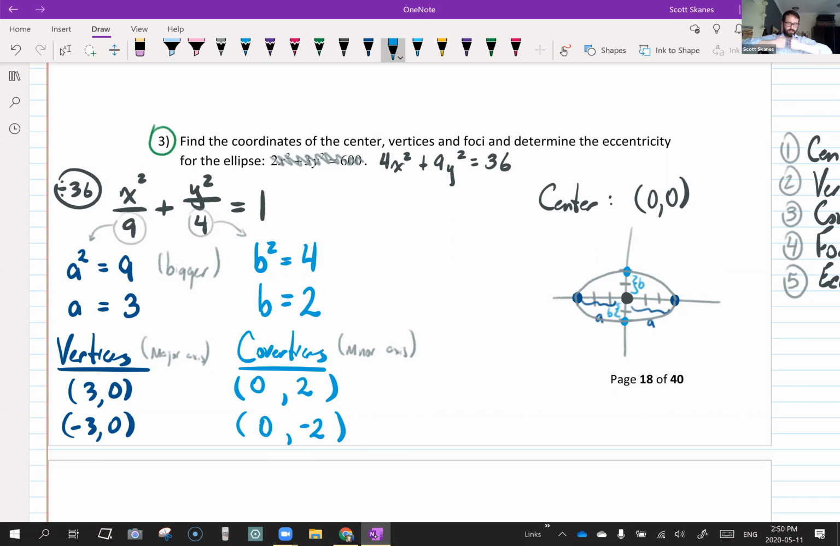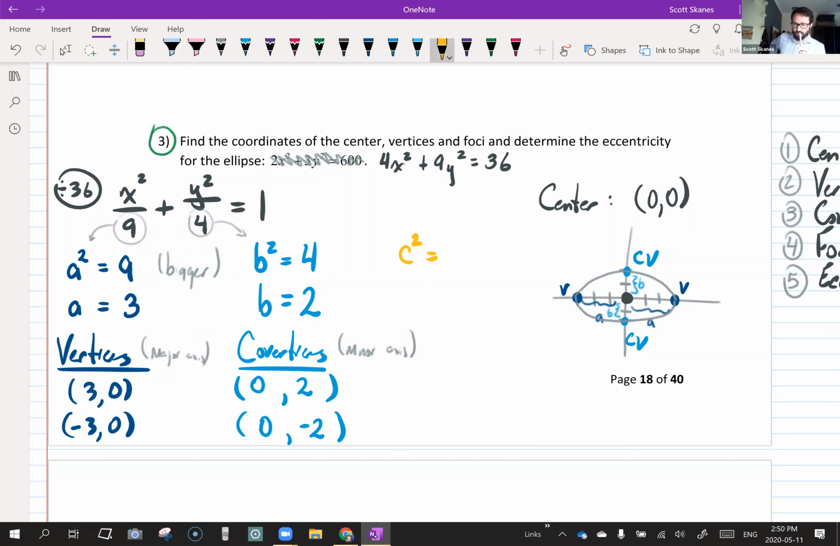You should see the vertices are further apart. The co-vertices are not as far apart. That's why they're major and minor. It's why they have the definition that they do. I'm just going to quickly label them. This is my vertices. This is my co-vertices. I also need my focus, or my foci. That comes from C. How do I get C? I wrote the equation earlier. C squared.